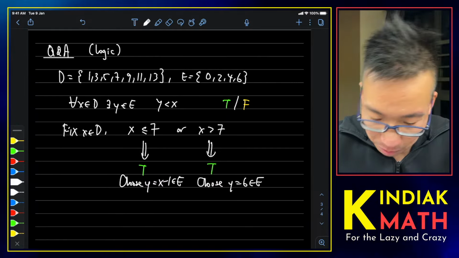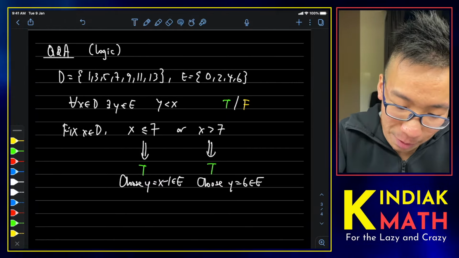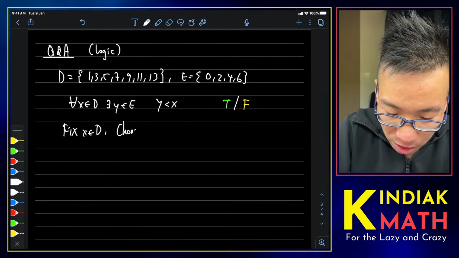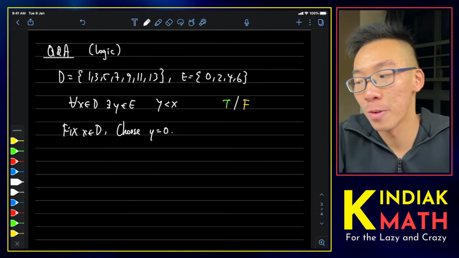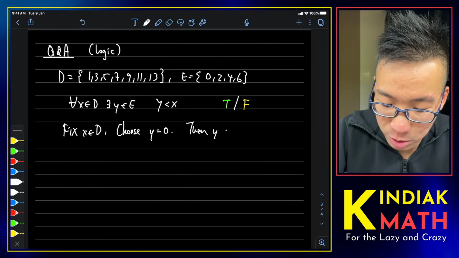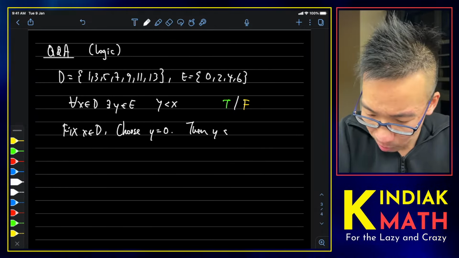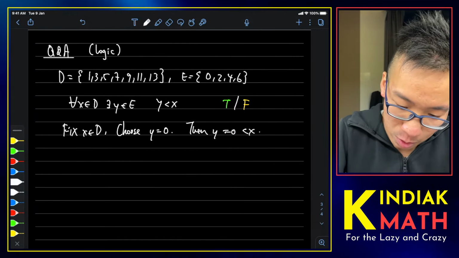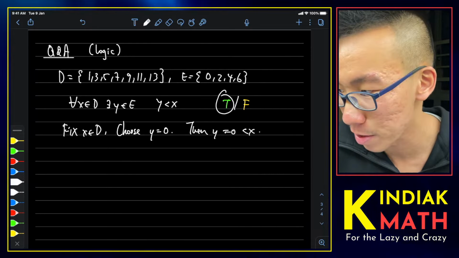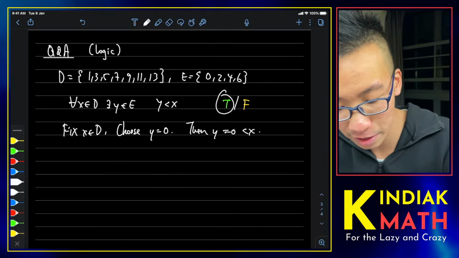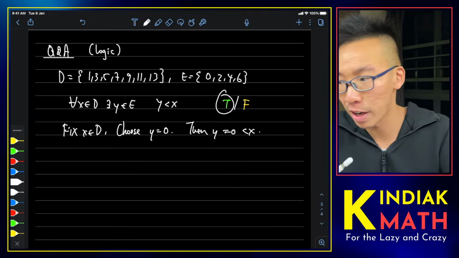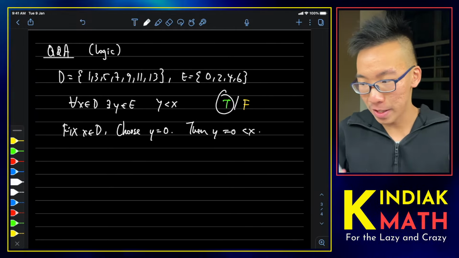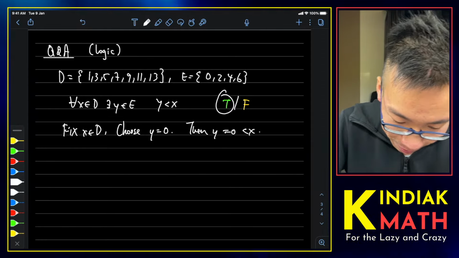In fact, you can go one step further. You can even just choose y equals 0. Then y is always less than x. Y equals 0 is always less than x. So you get true. So you want to try these kinds of questions where you are required to look at a set and determine whether it's true or false by identifying. These are more concrete.